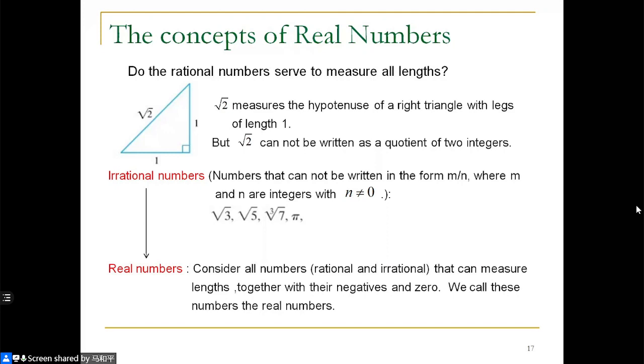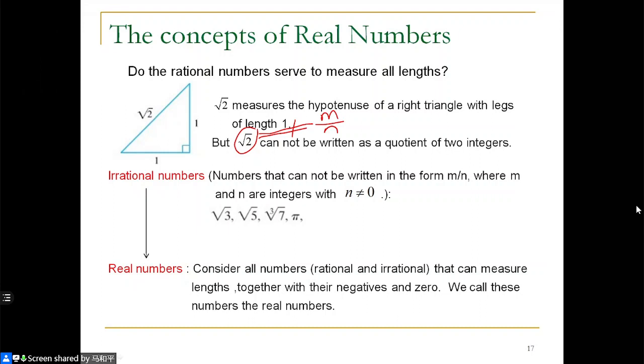This is the length of this adjacent one, and this line has a name, but I don't remember it. We know the length of this line is the square root of 2, right? So the square root of 2 measures the hypotenuse of a right triangle with legs of length 1. But the square root of 2 cannot be written as a quotient of 2 integers. This means we cannot write the square root of 2 as m over n, right?